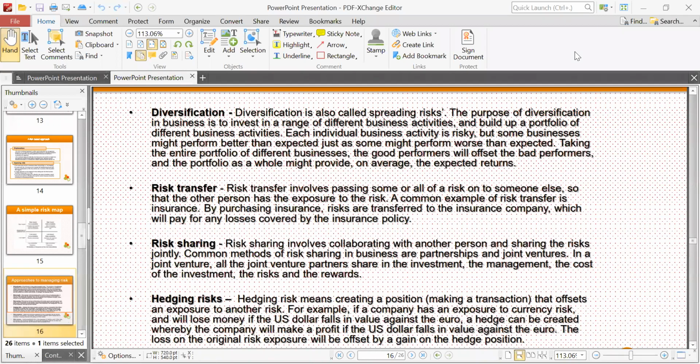Right, so we're talking about risk transfer, and a typical example is insurance. Now you have risk sharing, which is simply collaborating with another person and jointly sharing the risk. A typical example here is business partnerships and joint ventures. Then you also have hedging risk.